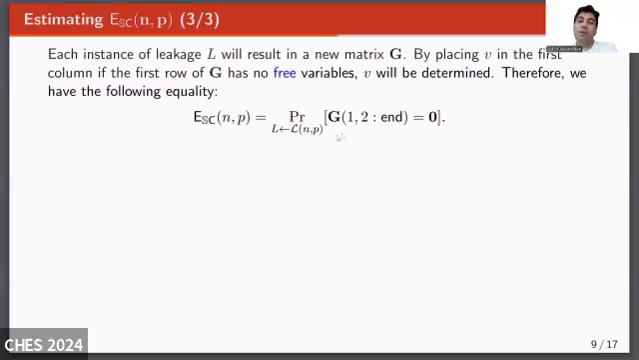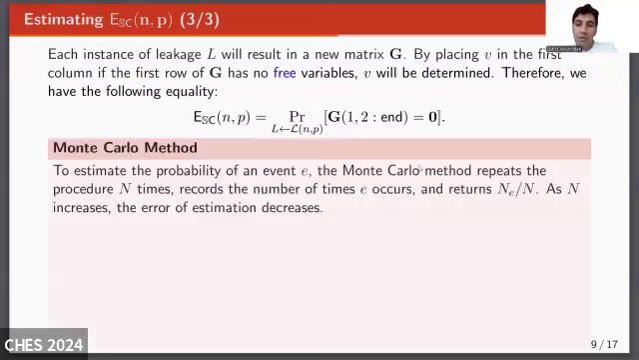That is, the probability that the equation defining the secret variable contains no free variable, and it is proved in the paper that in this case, the secret can be uniquely determined. However, computing this probability using an analytical approach seems to be very difficult. Instead, we go for a Monte Carlo approach. A Monte Carlo approach can estimate the probability of an event by repeating the experiment n times and recording the number of times that the event occurs.